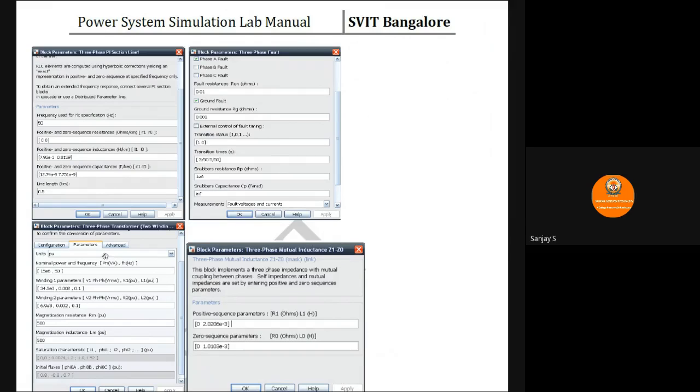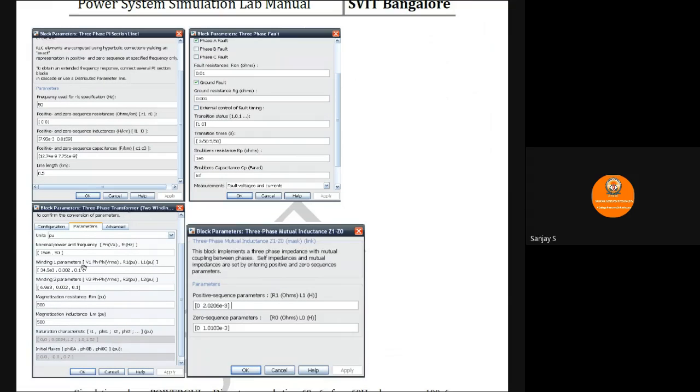Then coming to the next block, you are having the second three-phase transformer and nominal power, which is given in the problem, 15 megawatts, 50 hertz, and then winding 1 parameters 34.5 kilovolts, and then R1 and L1 default values, winding 2 parameters 6.9 kV, and then again here also R2 and L2 are default values. Resistance and magnetization resistance and inductance are also default values. Default in the sense, whenever you double click on the block, whatever values are there in the software by default, you leave it as it is.